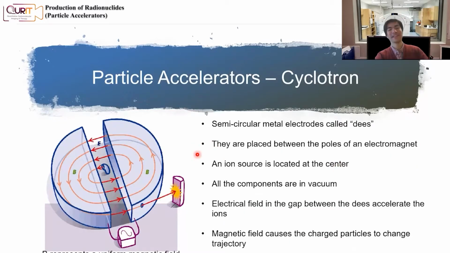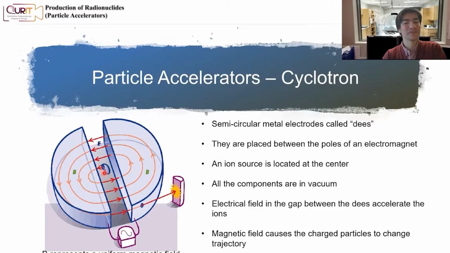A cyclotron works by having 2 semicircular metal electrodes, which are these 2 that I'm pointing at here. Because they have the shape of a D, they are typically called Ds. So this is 1 D and then the second D. Now they're placed between the poles of an electromagnet, so we're going to have some magnetic field in there. This is represented by this B. B represents a uniform magnetic field, which in this case is, let's say, coming up, perpendicular to the D.